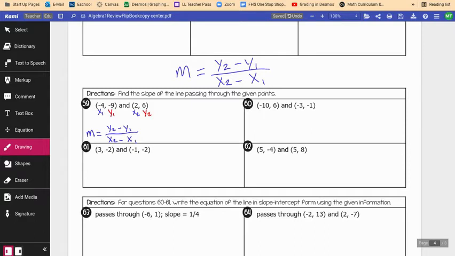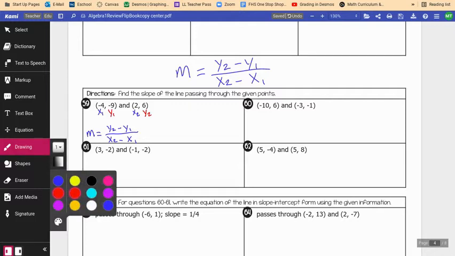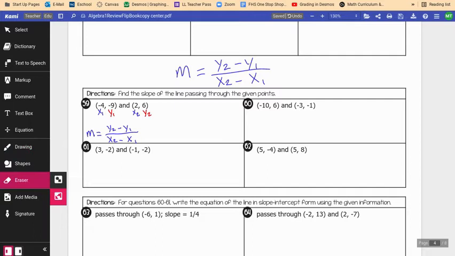It doesn't matter which point you label. That subscript just says, hey, this is the x value of my first point, or this is the x value of my second point. And again, the order doesn't matter in how you label it. It just matters when we put it in the equation. So we always get y2 minus y1. So I'm going to erase y2, and I'm going to put a 6. And then y1 is -9.